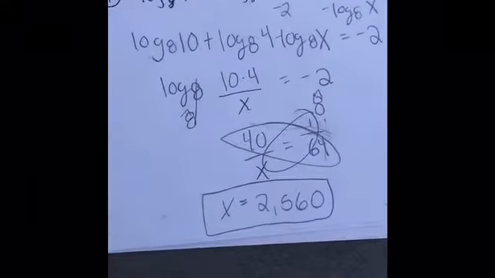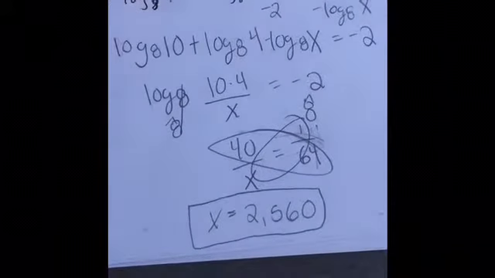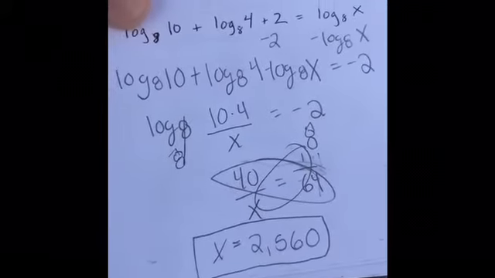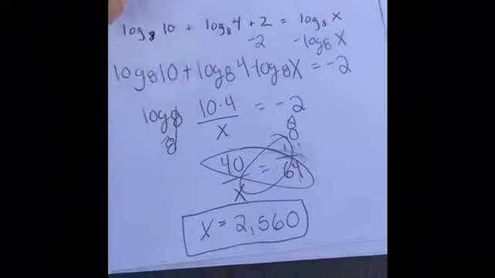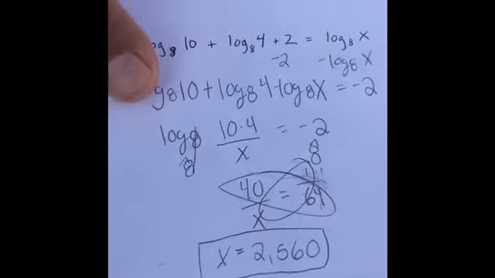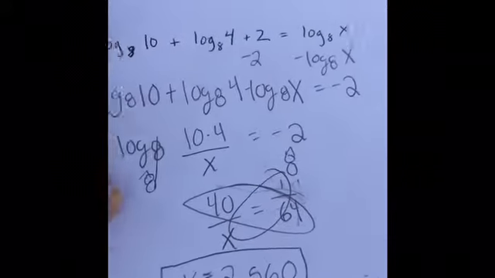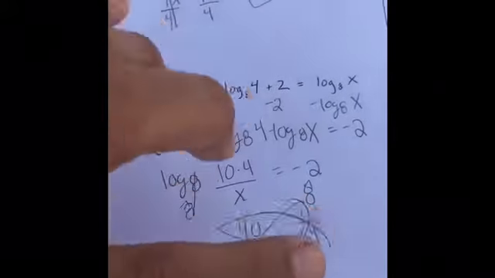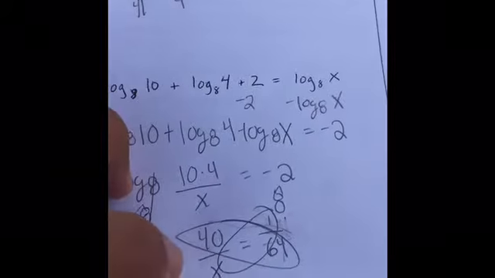Okay, so starting off in expanded form, you want to get all the logs on one side and all the non-logs on the other side. So we subtracted 2 and subtracted log with a base of 8 of x. Then you want to condense it, and then you get log base 8 of 10 times 4 over x equals -2. Then you want to do them both to the power of 8 on this side to cancel out the log. Then you would get 40 over x equals 1 over 64, cross multiply, and x equals 2,500.